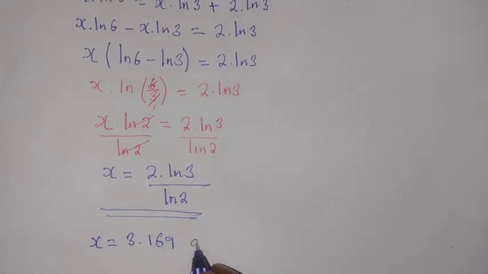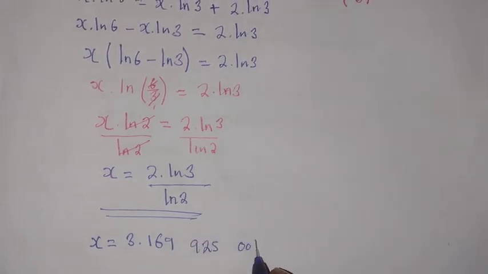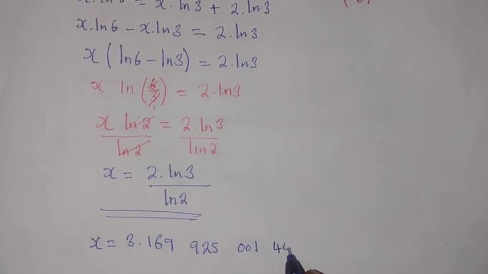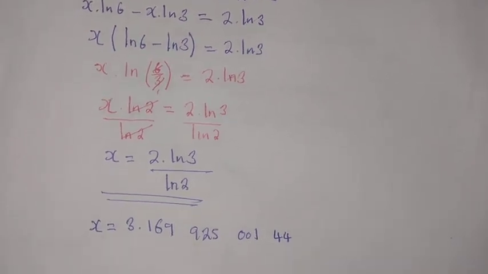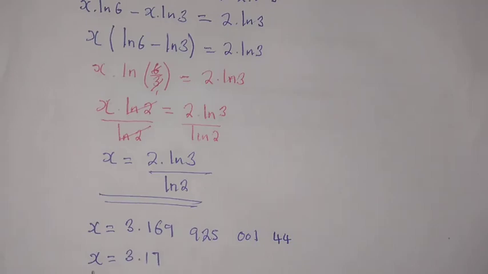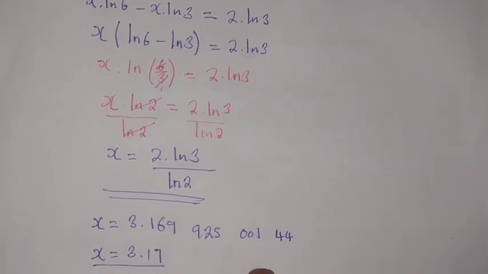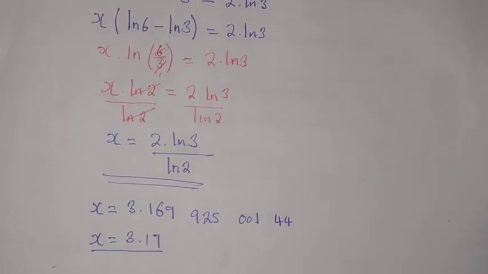Okay, then we have 925, then 001, then 44. So we can just leave our answer x equal to, correct to 3 significant figures, 3.17. Okay, so this is the exact numerical value of x. So we have answered this question, which was question A.